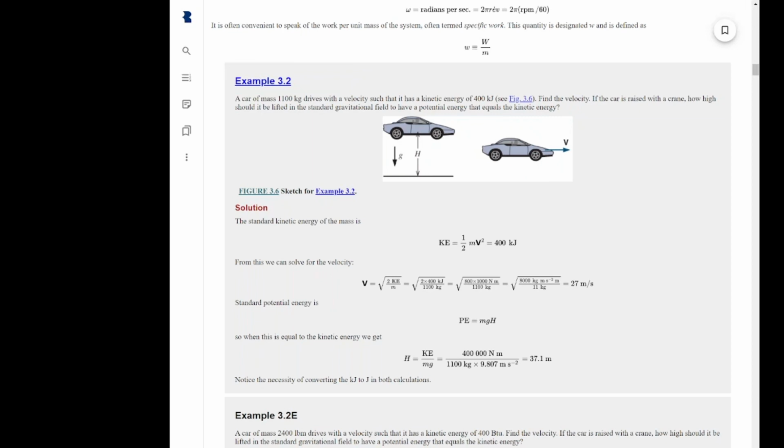So we have to make the conversion. That's being done right here, right? Okay, to convert to newton meters, right? The same thing is done here. Notice it's 400,000 newton meters, or 400,000 joules. Okay, and that's it for that one.